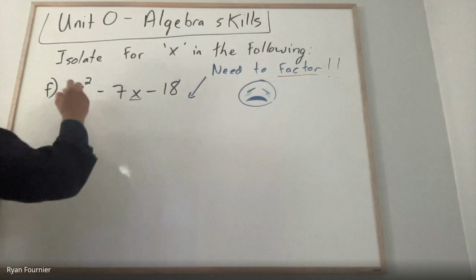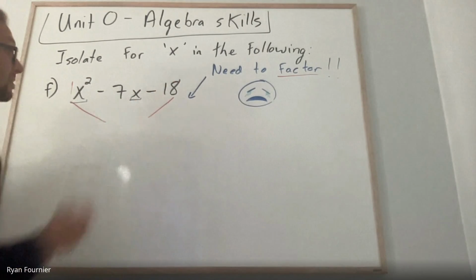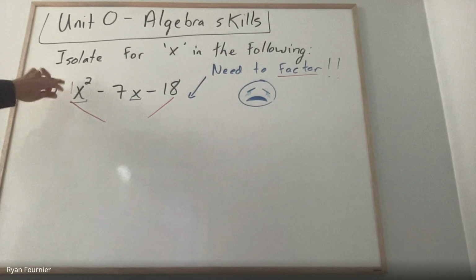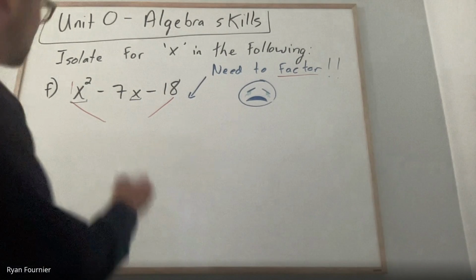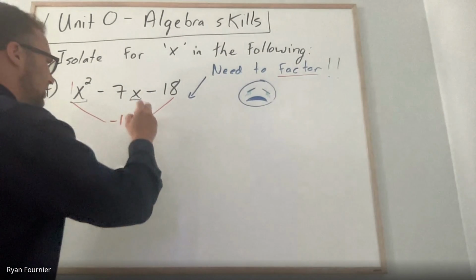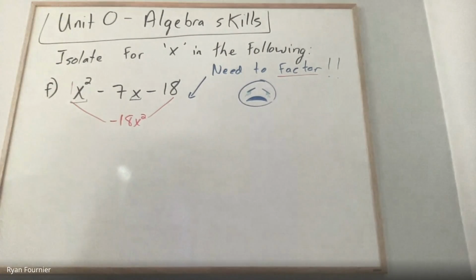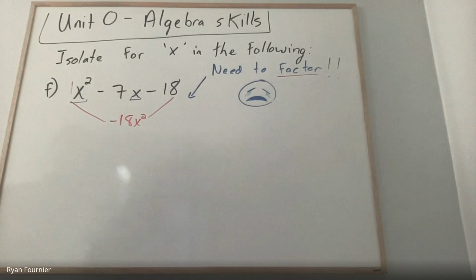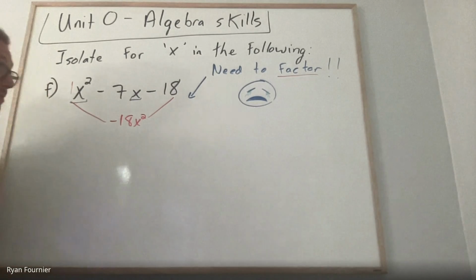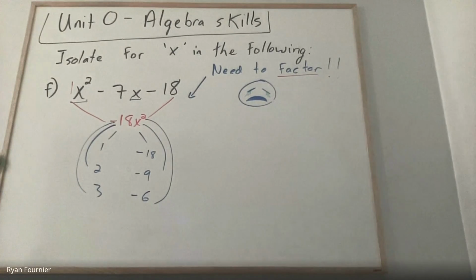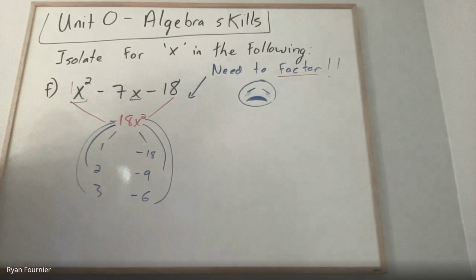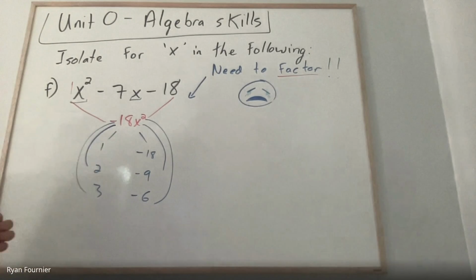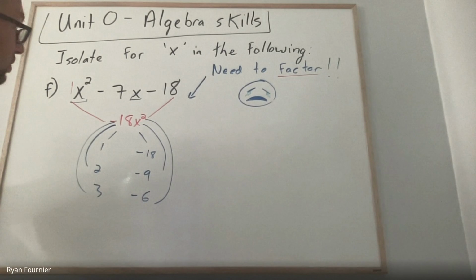So the first thing we do is multiply the first and the last terms. That would be a 1x squared multiplied by negative 18. That gives us negative 18x squared. The second thing we're going to do is list all the factors of negative 18. Now remember, you can also go negative 18 and 1, negative 9 and 2, and go backwards as well, but that's fine. Now we've got 3 sets of factors to choose from.